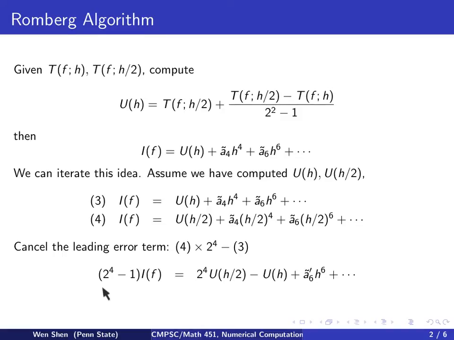So all I have on the left-hand side will be 2 to the 4th minus 1 times the integral. That's what you want to find. And this will equal 2 to the 4th times u at h/2 minus u at h, plus, now that these two terms cancel each other, something of h to the 6th times some constant. So let's denote that constant a tilde prime 6, times h to the 6. Then you can divide both sides of this equation by the factor of 2 to the 4th minus 1, namely 15, and then you get a 6th order approximation to the integral I over here.